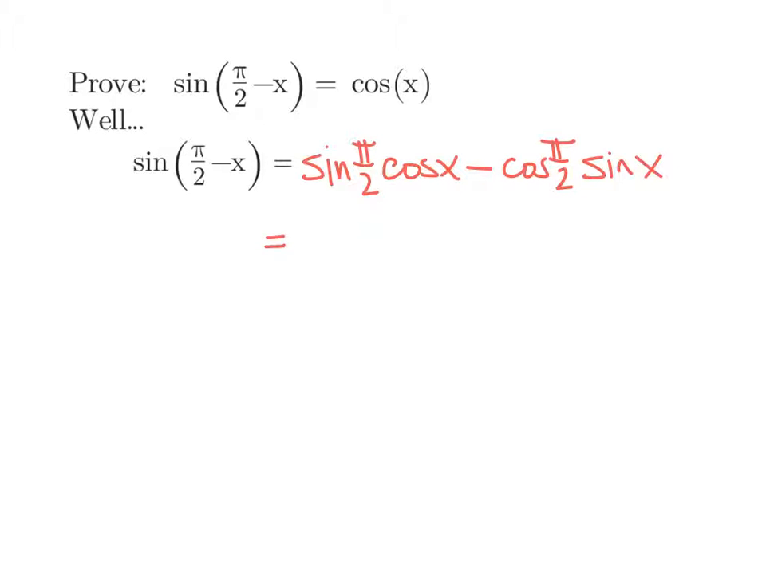Now when we evaluate, the sine at pi over 2 is 1, and the cosine of pi over 2 is 0. So now it's the second term that's going to cancel out, and we're just left with cosine. So we do have that sine of pi over 2 minus x is equal to cosine. And there's just a couple more proofs that we use earlier identities in order to prove these identities.